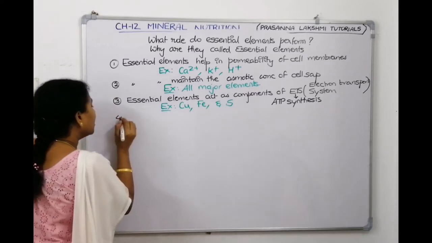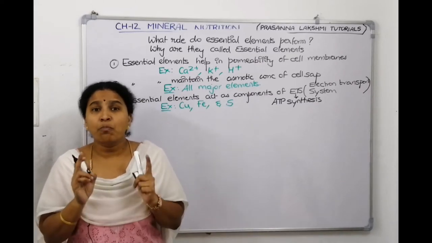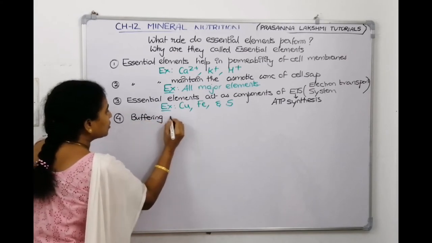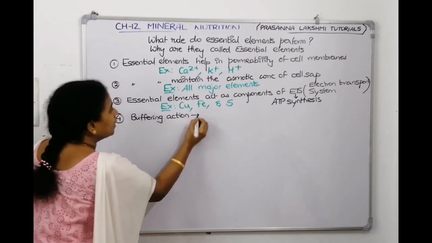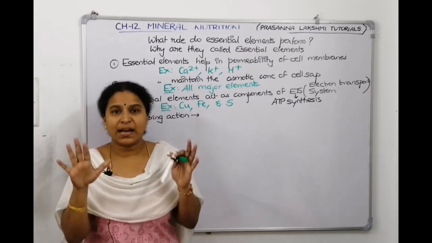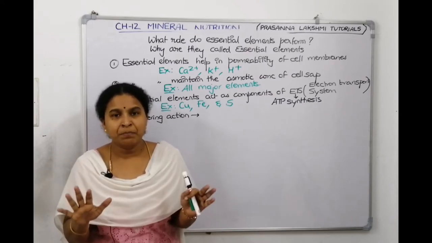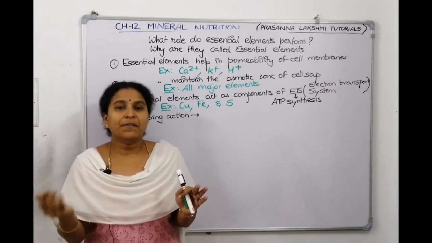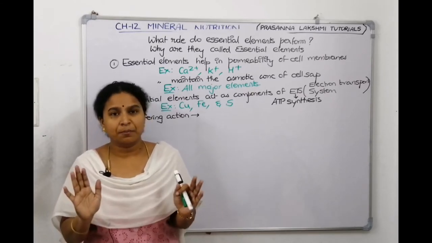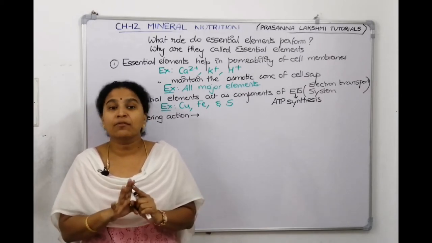And what is the fourth role of essential elements? They do buffering action. Do you know what you mean by buffering action? A buffer is one which resists change in pH and maintains the pH as it is. For example, if you want to maintain a system with an optimal pH of 7, you add a buffer, and the buffer will take care of it. Even if acid is added, there is no change in the pH. Even if base is added, there is no change in the pH. So a buffer is one which resists change in pH and will not allow the pH to change.